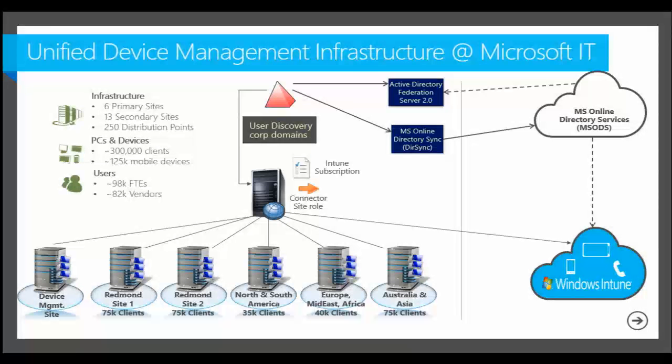One of the decisions we took, based on our learning, is to build a dedicated primary site for managing devices. The decision points behind that were essentially that we have 300,000 PCs, so our primary sites are already pretty close to the limit they can support. In addition, we have about 98,000 full-time employees at Microsoft and 82,000 vendors. From the Exchange discovery, since we have an Exchange connector set up in our config manager environment, we discovered that close to 125,000 devices are accessing our corporate data. So, to build for the future, we decided to have a dedicated primary site for our Intune environment, or for our mobile device management.